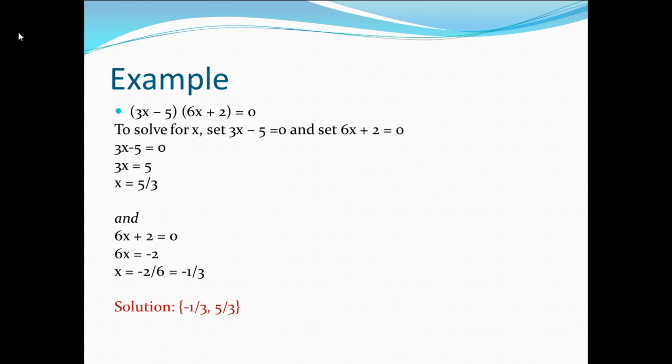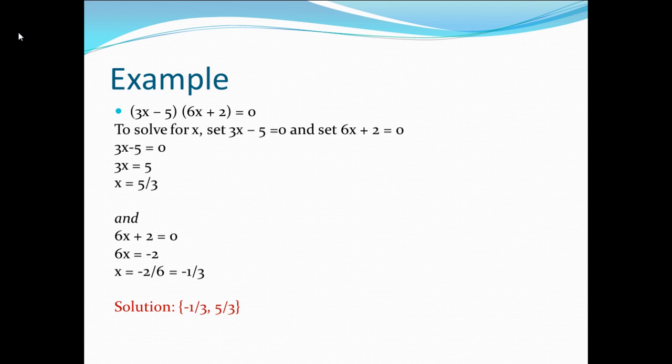For our second example, we have the product of the factors 3x minus 5 and 6x plus 2 equal to 0. Again, using our zero factor property, we want to set each factor equal to 0 and solve for x. Our first factor, 3x minus 5 equals 0. To solve for x, we're going to add 5 to both sides. That gives us 3x equal to 5. Then divide both sides by 3 to isolate x, and x is equal to 5/3.